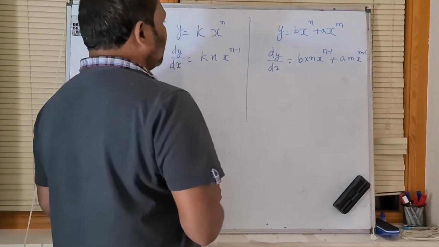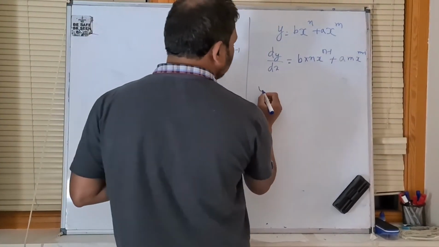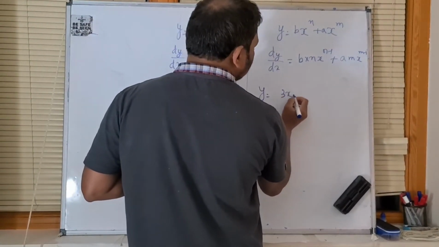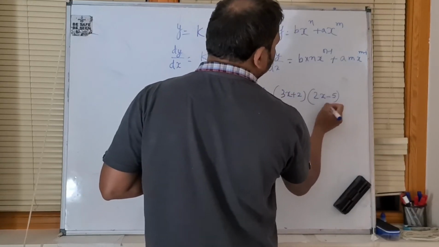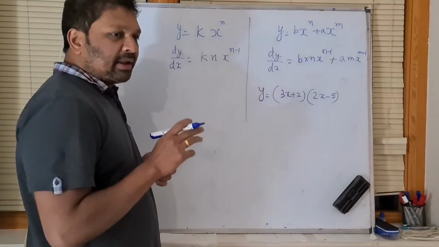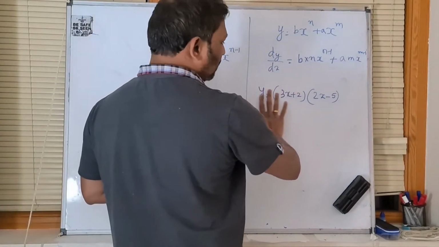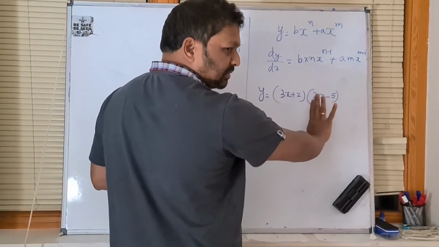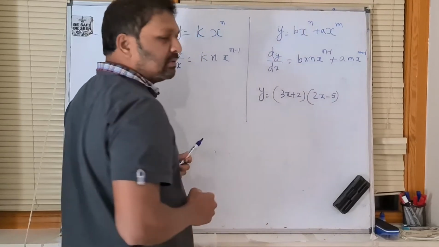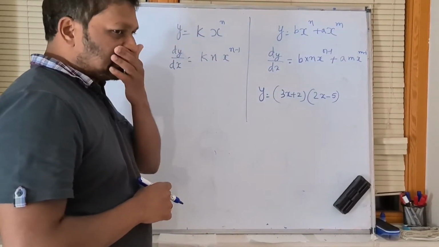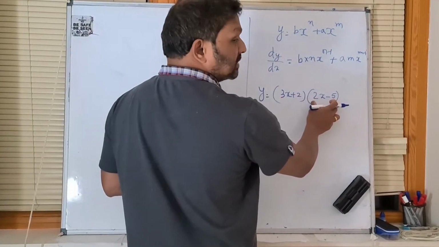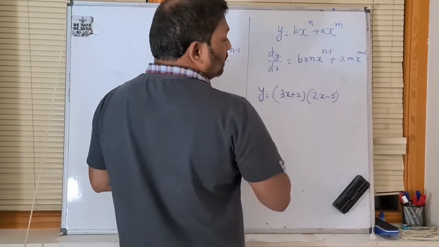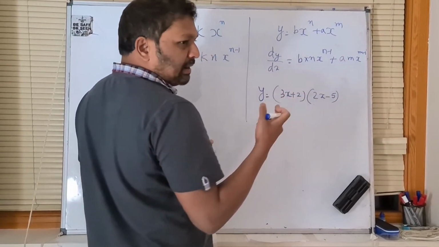Now, I'm going to give you another example. Say y is equal to 3x plus 2 multiplied by 2x minus 5. If you break it down, the whole thing is a function of x, because the only variable we have is x. If you break it down, this is a function of x and this is also a function of x. There are two functions getting multiplied with each other.